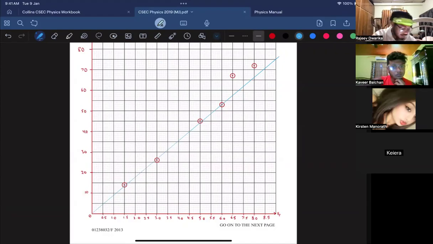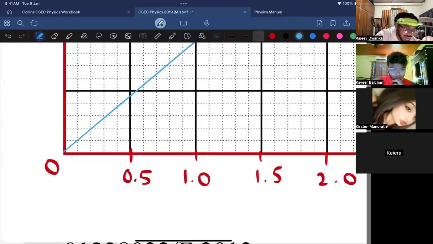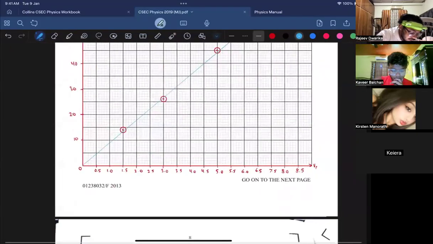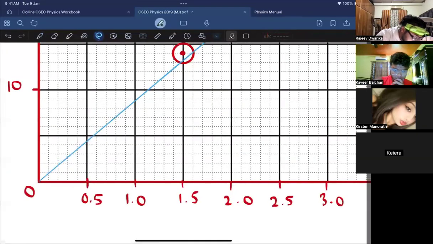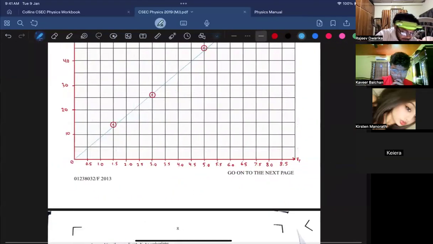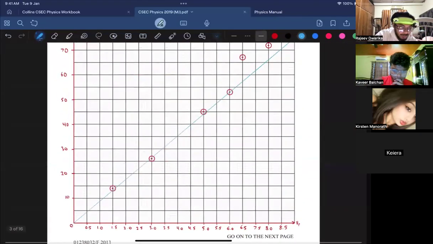Yeah, the origin. This graph passes through the origin. So that means the point is 0, 0. Who would have thought? So that's the easiest point. 0, 0. Kira, you understand?